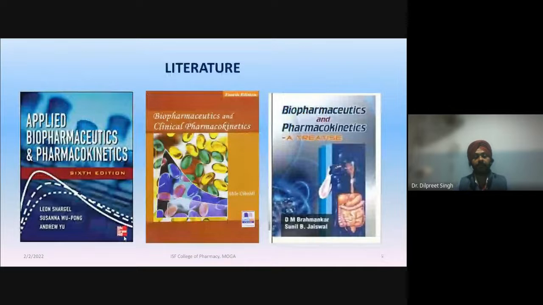For reference books, I suggest you refer to national and international books for learning. For national books, basically two books: Biopharmaceutics and Pharmacokinetics by Brahmankar, and Biopharmaceutics by PV Publishers, where the syllabus has been strictly prepared according to the PCI syllabus. For standard reference books for more learning, there is Applied Biopharmaceutics and Pharmacokinetics by Leon Shargel, and Biopharmaceutics and Clinical Pharmacokinetics by Gibaldi, available in hard copy and soft copy forms. The student can refer to these books for more learning and understanding.